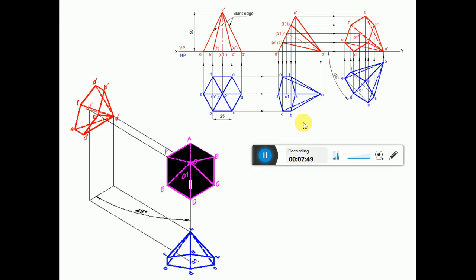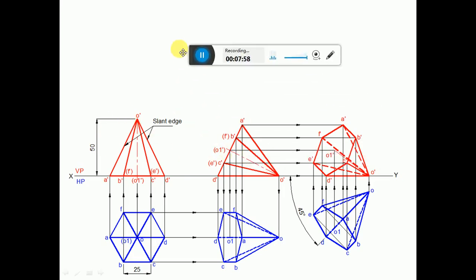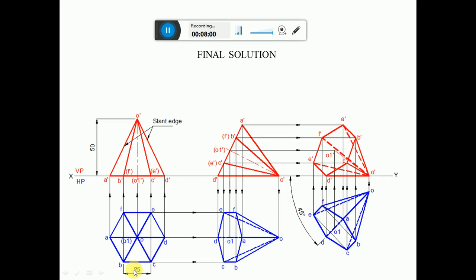So now we want to check whether the problem is right or wrong. In the final solution, you can see we are going to frame the problem now. A hexagonal pyramid of 25 mm sides of base and 50 mm axis length rests on one of its slant edges on HP. Draw its projections when the axis appears to be inclined to VP at 45 degrees. So it appears to be inclined at 45 degrees to VP. Since we have considered all the conditions of the problem, hence the problem is right.